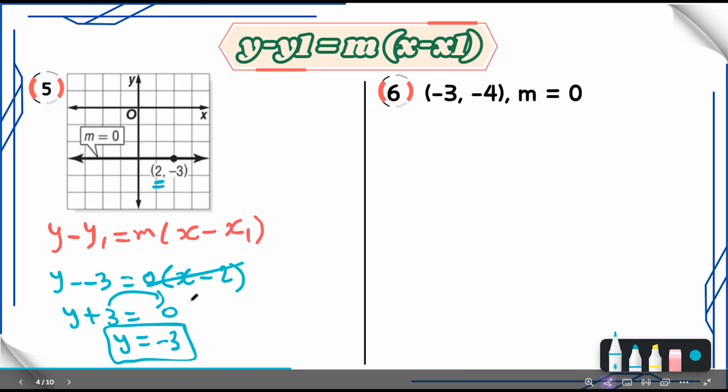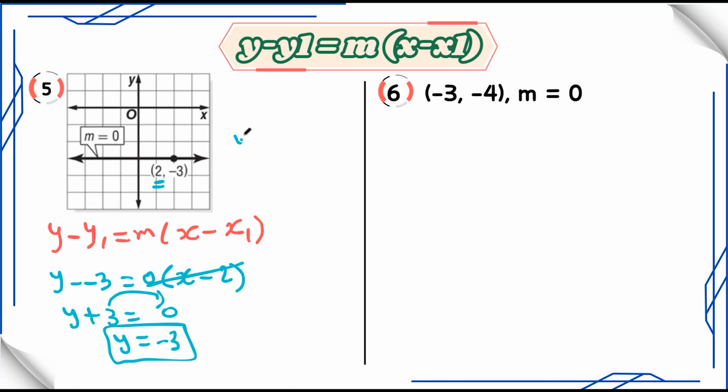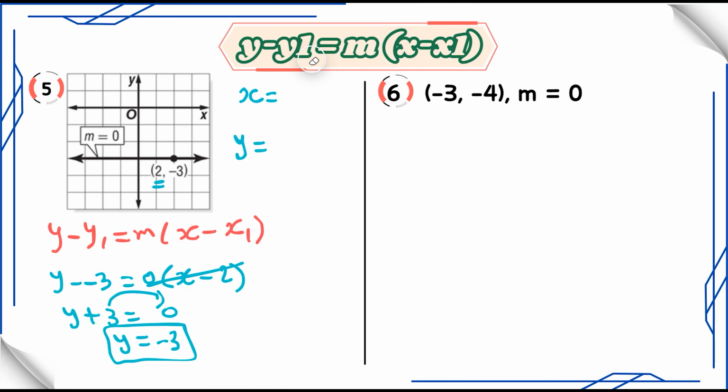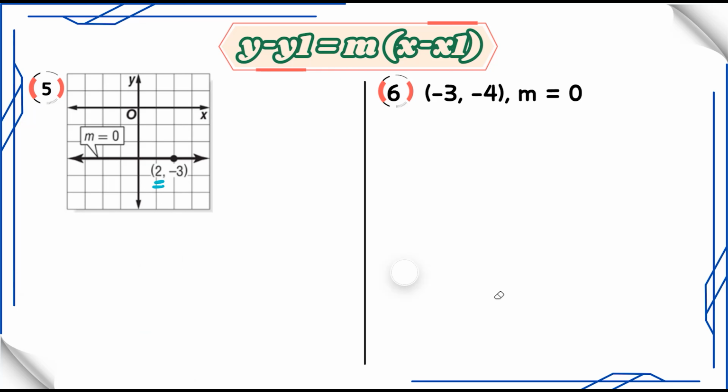Also, you can move this 3 to the other side to write it like this. Pay attention: for all horizontal lines, the equation will be just y equals, no x. And for all vertical lines, the equation will be just x equals. In this case, if you have any horizontal or vertical line, you don't need to write this formula for point slope or y-intercept, you can do it directly. How? For example, look at this.